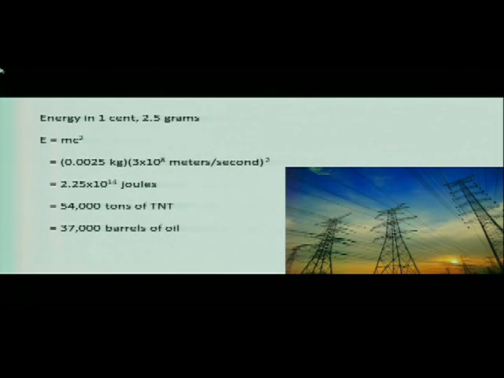But anyway, this is the energy, and it doesn't have to be a penny. It can just be 2.5 grams of anything, a pencil or whatever. This incredible energy that God has put in all matter. It's just amazing to think about. Anyway, this is all conservation of energy, and on it goes.